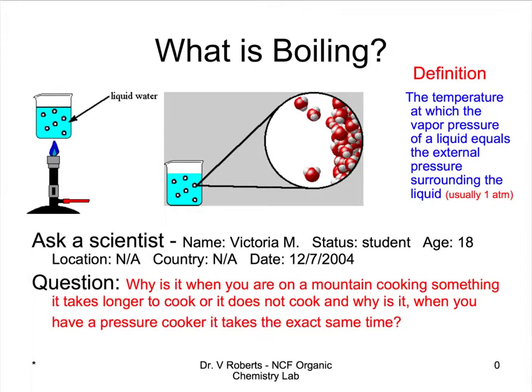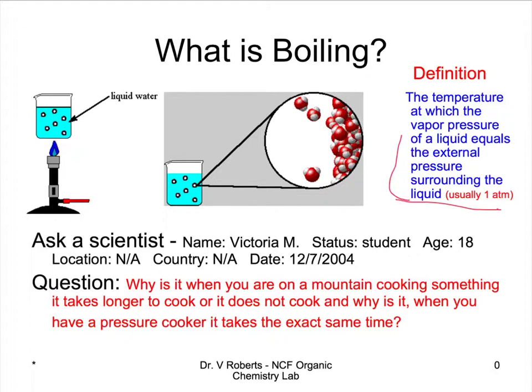So what is boiling? The definition for boiling is the temperature at which the vapor pressure of the liquid equals the external or surrounding pressure. Usually this pressure is 1 atmosphere, but if we go up on top of a mountain, the pressure significantly decreases below 1 atmosphere. And so let's look at this question.